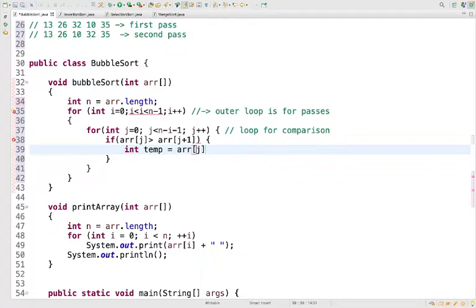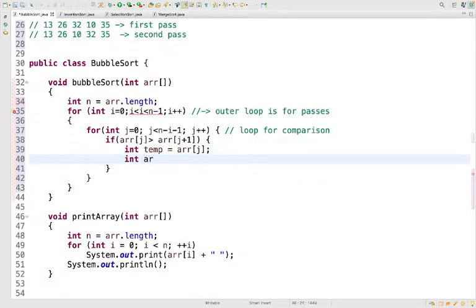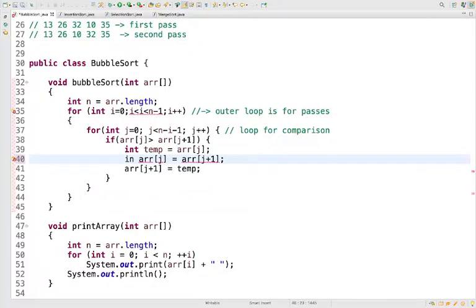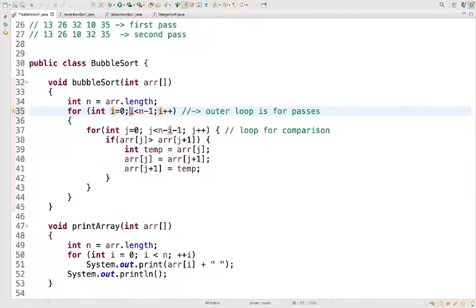Int ARij and int ARij plus 1. In j you will just put the value of ARij plus 1. So here we are just changing the value of adjacent values. We are not swapping like selection sort, where values at different positions are swapped. We are just comparing two adjacent values and changing them. I think this is the only thing that we need to write, and let's remove this.